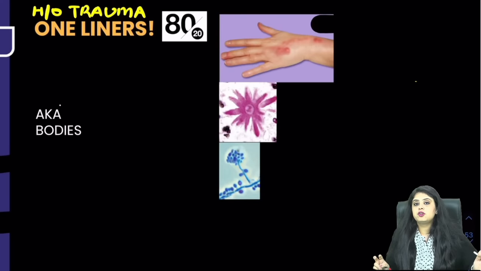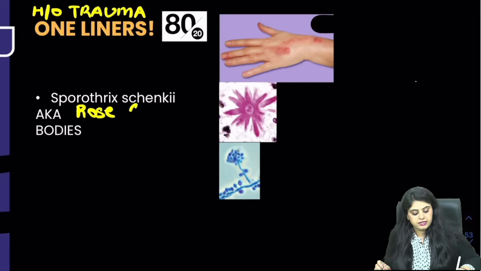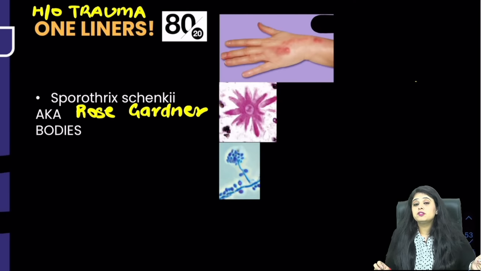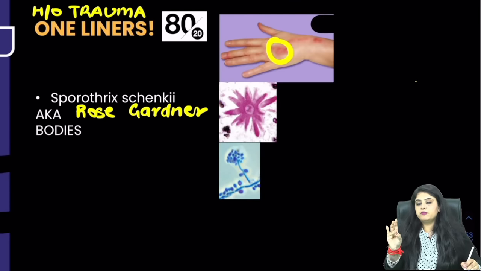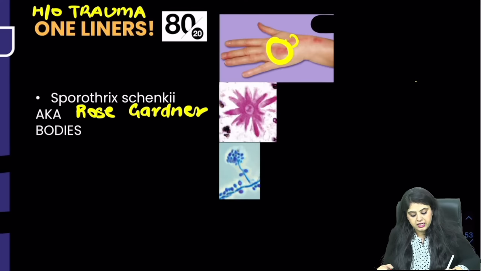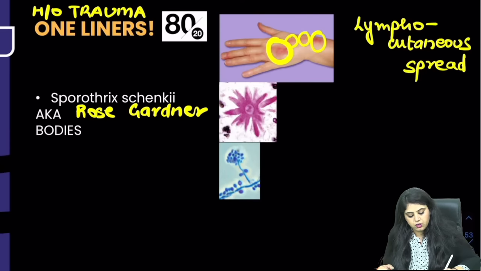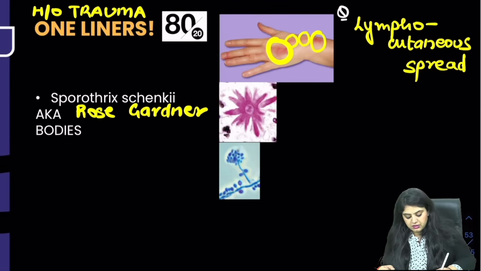So what is this? As soon as I say some trauma has happened to the rose gardeners or something rose related, that is rose gardener disease, and you know I'm talking about sporothrix. But what is the question that they gave you? Where the prick happened, there was a lesion at the pulp of the finger or the back of the hand, but how is it spreading? It is spreading along the lymphatics. This question will be given a lot. It's going to show you a lymphocutaneous spread, and that is what came in the previous years.